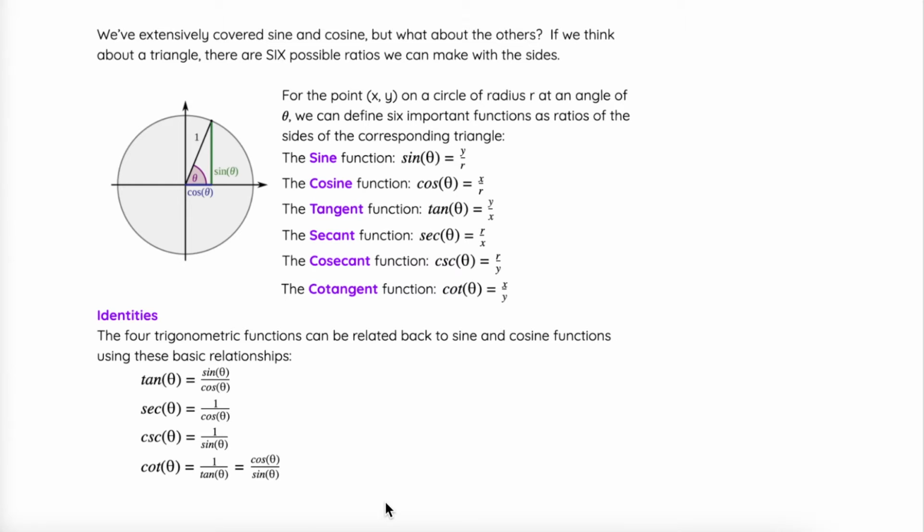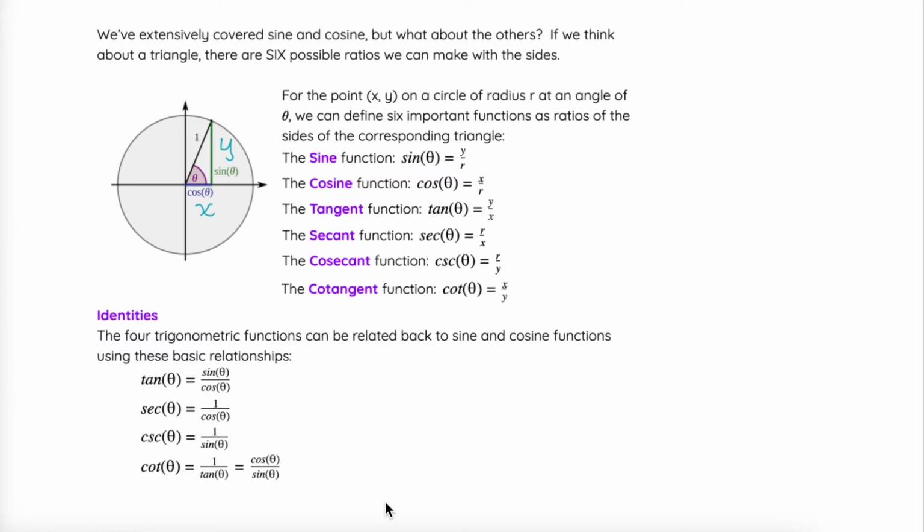And so I have that same circle from a previous lesson that has cosine representing our x values and sine representing our y values. So for any point xy on a circle of radius r at an angle of specifically theta, we now are able to define all 6 important functions as ratios of sides of the corresponding triangle. So we've already talked about sine is the y value over the radius. We also talked about cosine being the x value over the radius.